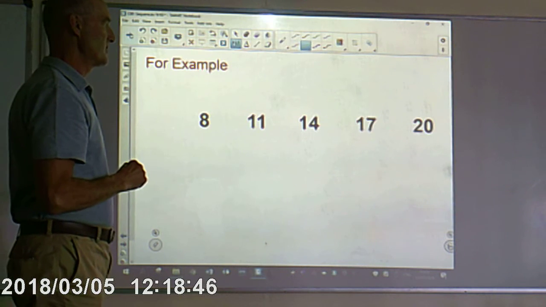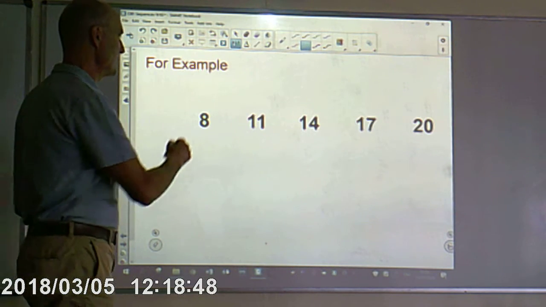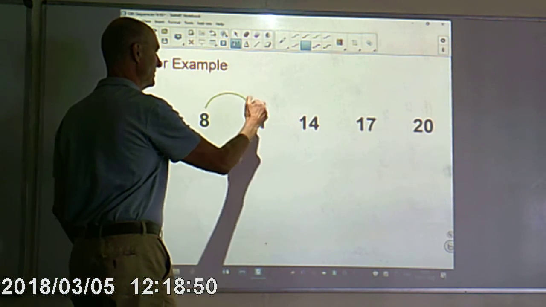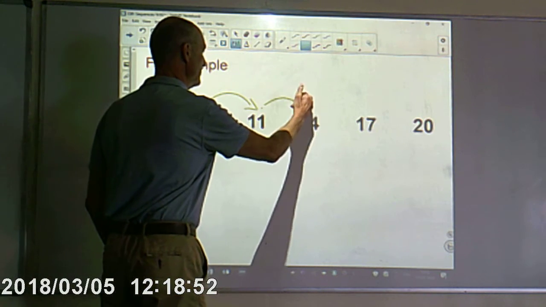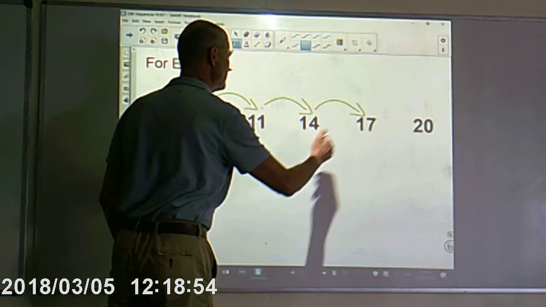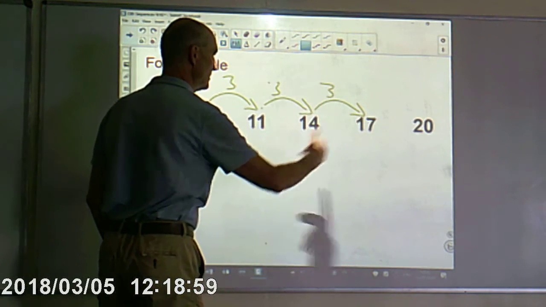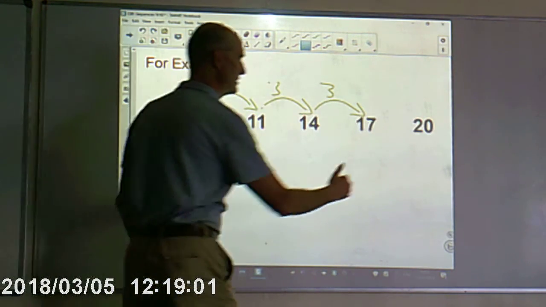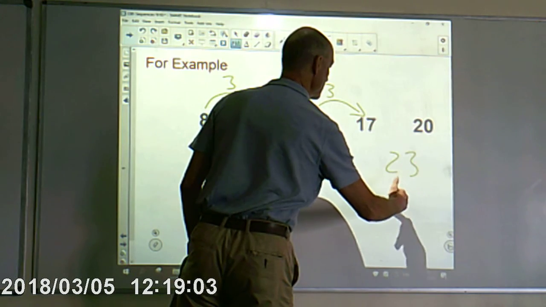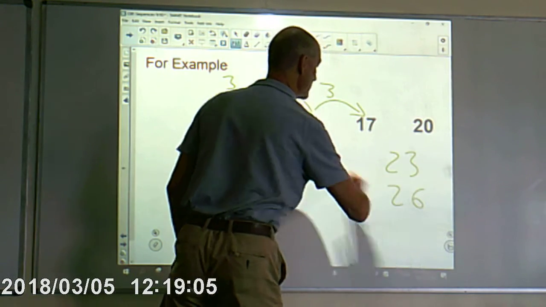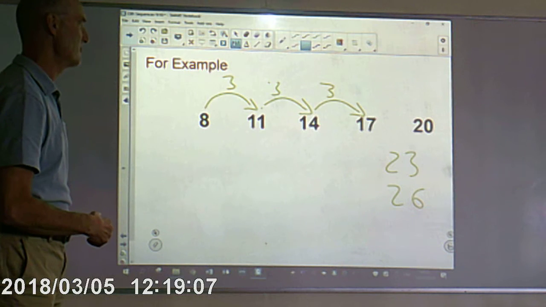8, 11, 14, 17, 20. We're increasing by 3 each time. Okay, so our increase is 3 each time. What's our next 2 numbers going to be? It's going to be 23 and then 26. We're increasing by 3 each time, an arithmetic sequence.